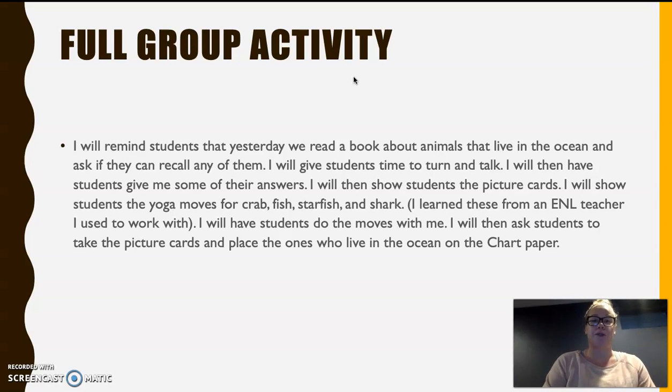I have a good friend who is an ENL teacher in Northport District, and she uses yoga with her students all the time. And I love that idea. I think it's a great idea. So I do yoga a lot in my class, and I think that it does help the students learn some of the words. So I taught them the words that we were going to be learning, and I had the students do it with me. And then I wrote on the chart paper that I had ocean habitat, and I drew a little ocean. And then I asked the students to take the picture cards and place the ones who live in the ocean on the chart paper.